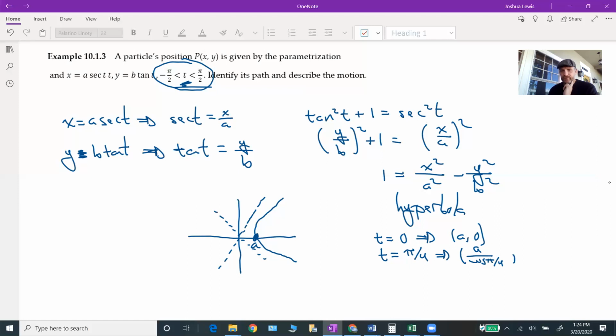Well, tangent of pi fourths times b. That's going to be 1 times b. And so, assuming b is positive, then we know that this is the motion of the particle, okay? So again, we have the path, that right side of the hyperbola, and we have the direction of motion.